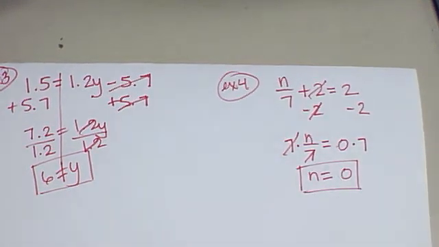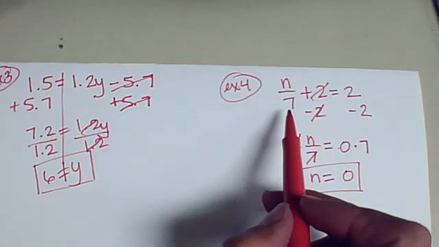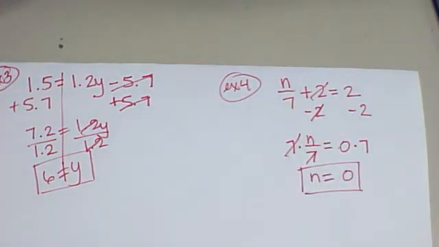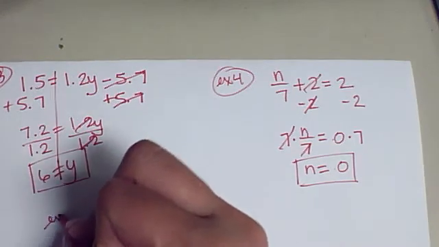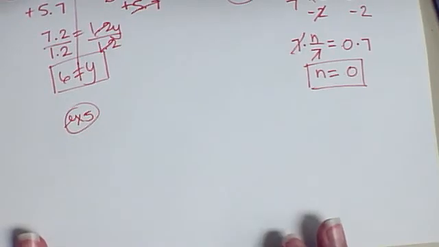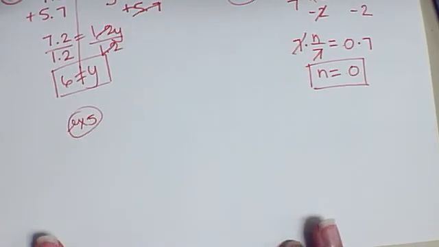Let's box that answer. Don't forget you can always double check to make sure you're getting the right answer by plugging back in. So 0 divided by 7 is 0. 0 plus 2 is 2. That checks out and it's the right answer. I'm going to end on one of our word problems. And we did this one. We did 2 of these in class, but I'm just going to do one.